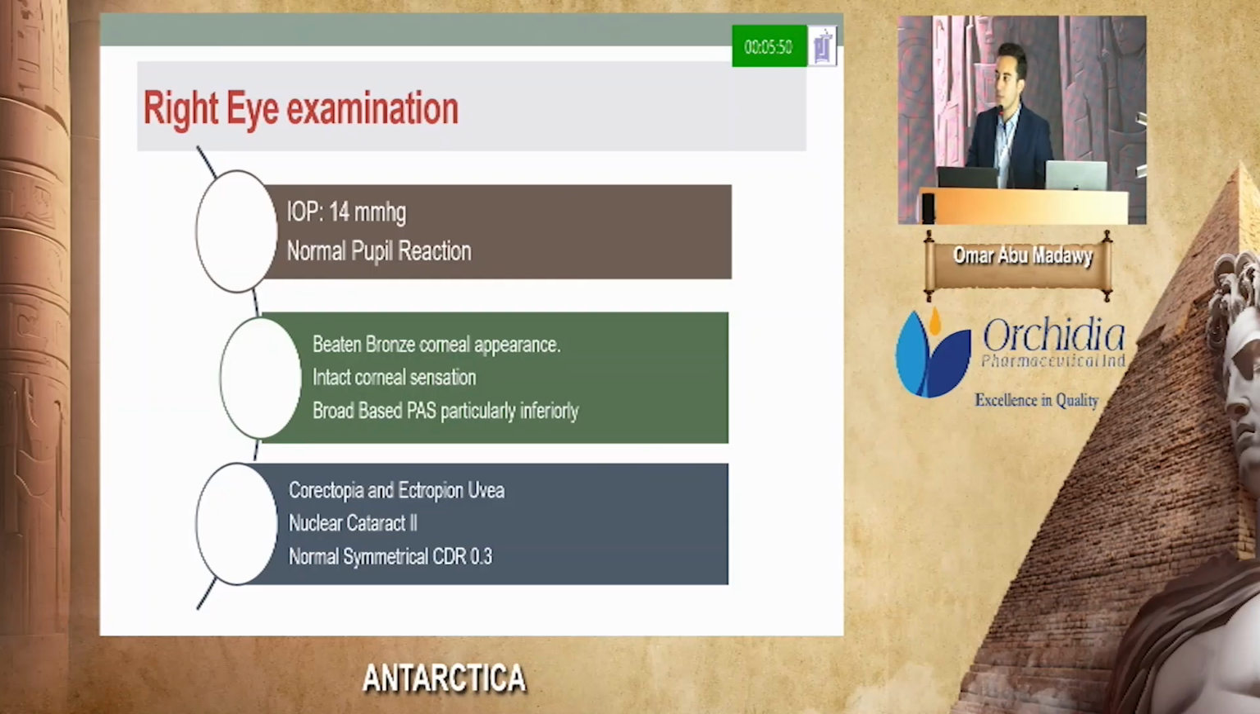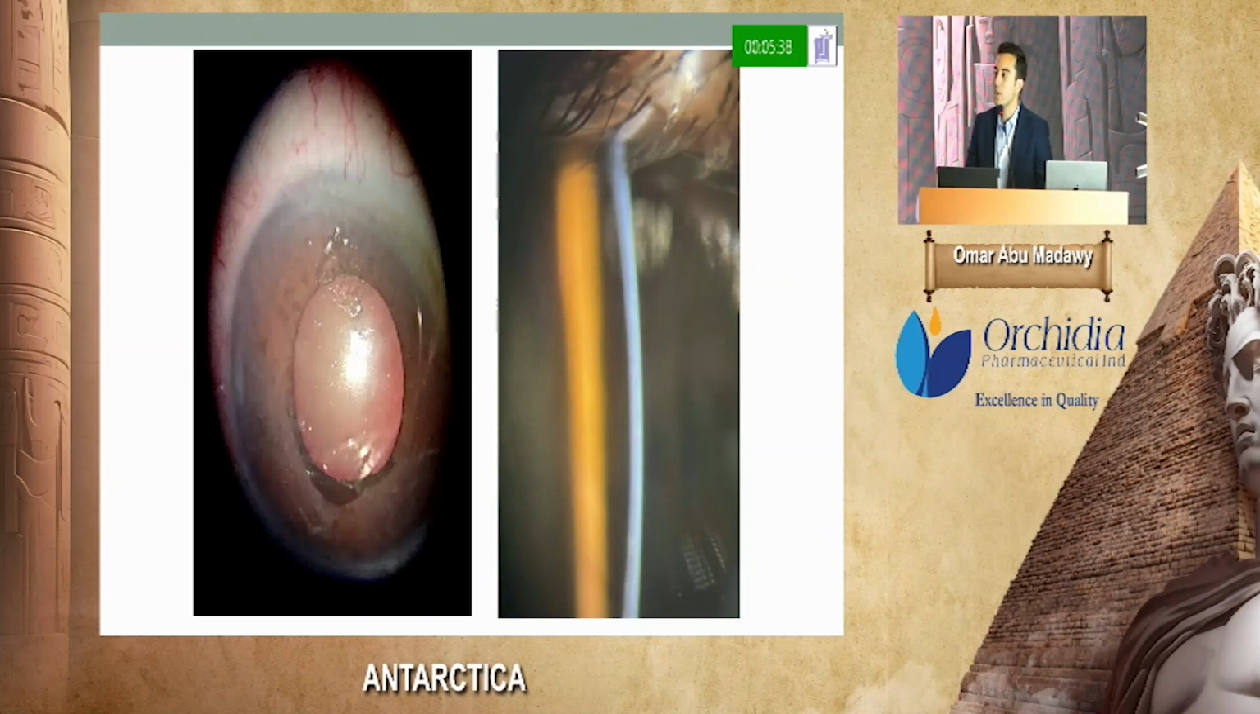Upon examination of the anterior segment, the right eye showed a beaten bronze appearance of the corneal endothelium, a broad-based peripheral anterior synechiae, particularly inferiorly between 5 and 7 o'clock, corectopia, ectropion uvea, and a nuclear cataract grade 2. Here we can see an image of the right eye showing the corectopia, the ectropion uvea, the peripheral anterior synechiae, and on the other side a high magnification of the beaten bronze appearance of the corneal endothelium.